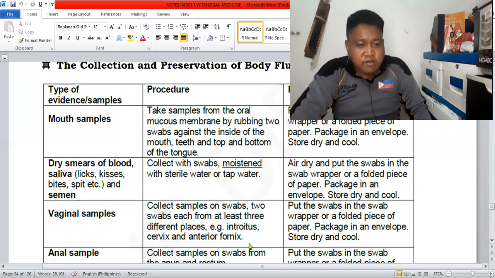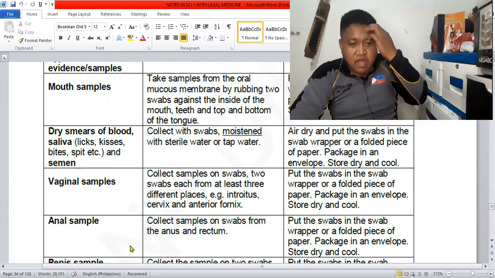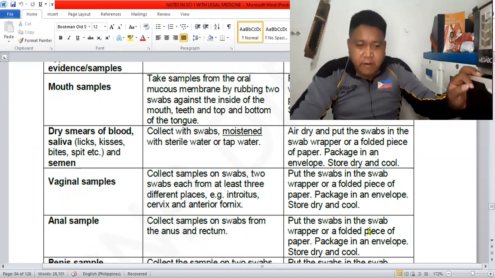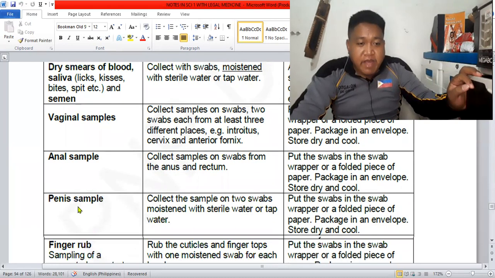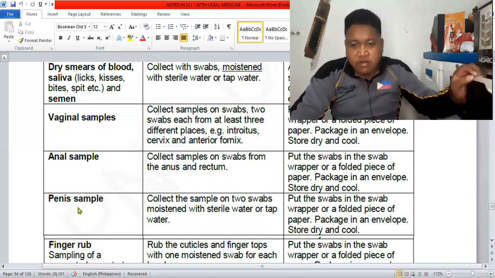The same procedure. Anal samples: collect samples and swabs from the anus and rectum. The same procedure. Put the swabs in the swab wrapper. Penis sample: collect the sample on 2 swabs. Moisten with sterile water or tap water.